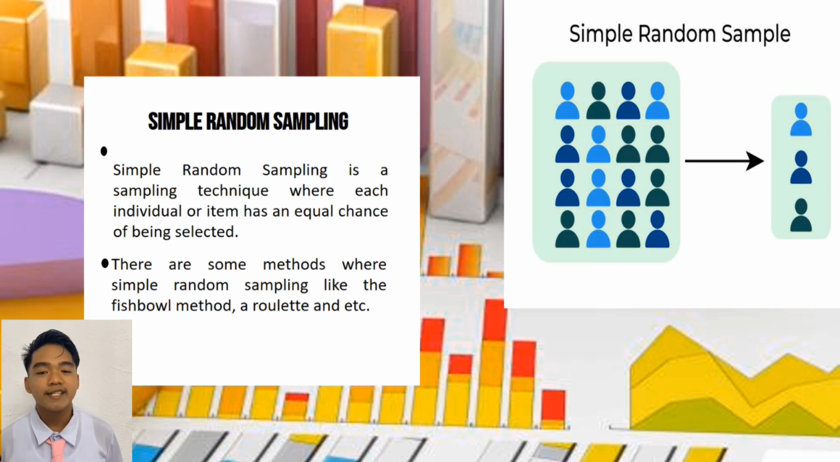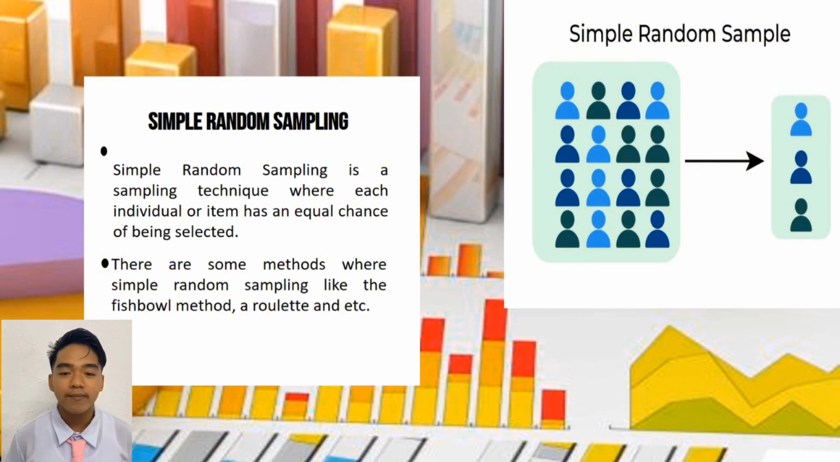Since population and sample are now defined, as well as probability and non-probability sampling, we'll now proceed to the first type of probability sampling, which is the simple random sampling. It is basically a sampling technique where each individual or item in a population has an equal chance of being selected. It ensures that the sample is unbiased and representative of the whole population. There are some methods where simple random sampling is applied, like a bingo or a lottery, the fishbowl method, and a computer random sample generator.